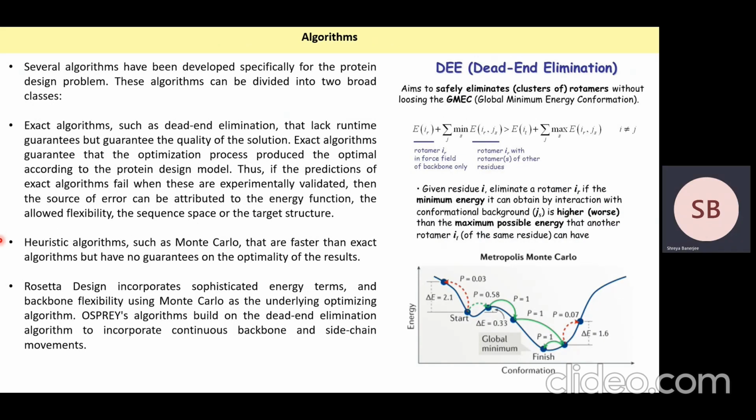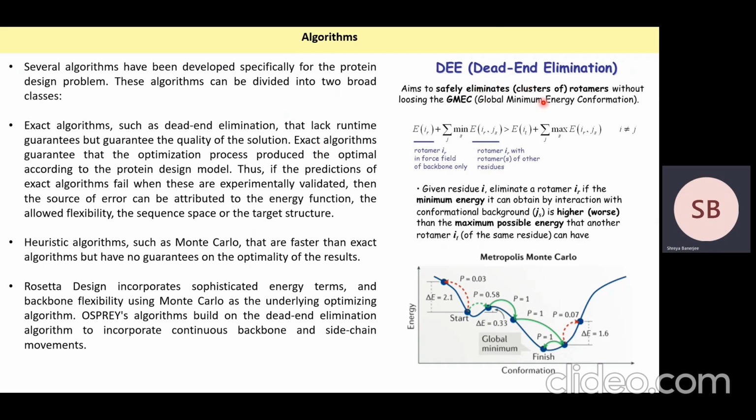So what are the different algorithms used for this energy minimization? Several algorithms have been developed specifically for the protein design problem. These algorithms can be divided into two broad classes. One is called an exact algorithm, such as dead-end elimination, that lack runtime guarantees but guarantee the quality of the solution. What this means is that it will give a very accurate solution, but it will take time for the computation to happen.